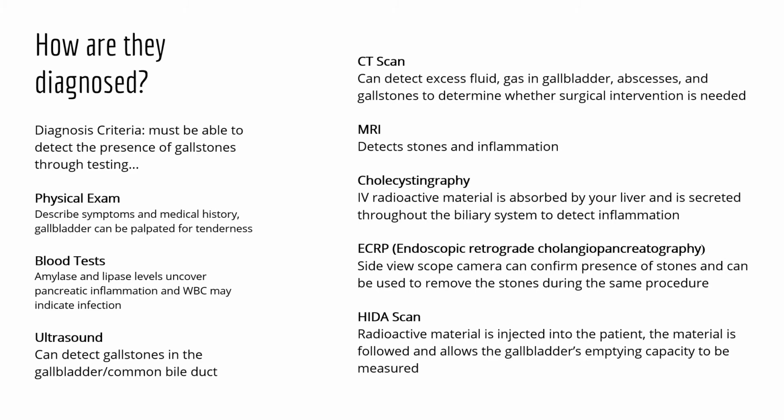HIDA differs from CT or MRI scan in that radioactive material is injected into the patient. The flow of this radioactive material is recorded by an X-ray machine in a video format. This video shows how the material is taken into the gallbladder and released. The scan can reveal whether or not the gallbladder fully empties each time it excretes bile.